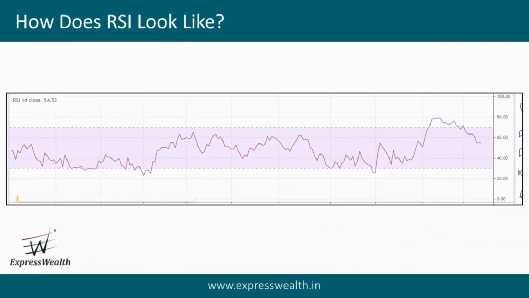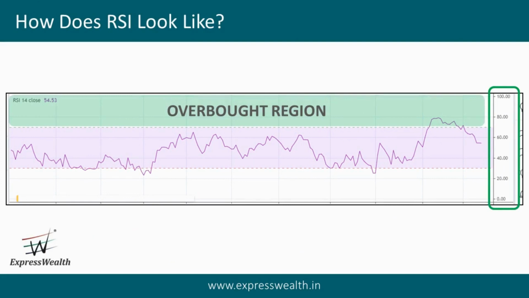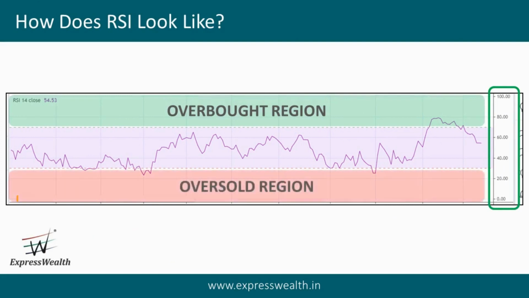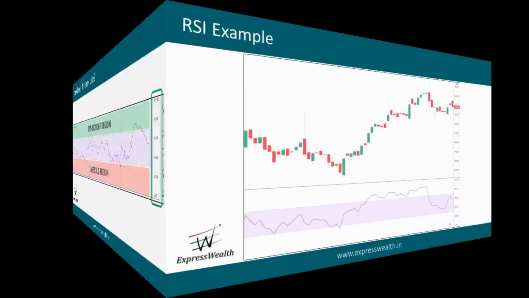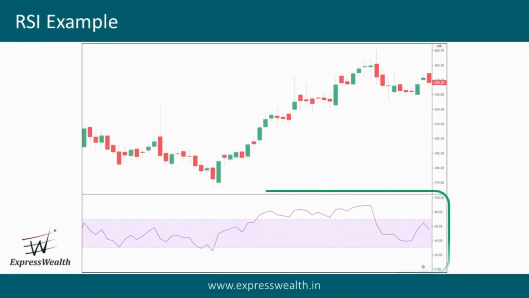As I said earlier, RSI moves between 0 and 100. The area above 70 is overbought region and the area below 30 is oversold region. Okay? Let's see an example. This purple line below the price chart is 14 period RSI. If you see, the RSI scale is from 0 to 100. If you notice here, the RSI is below 30. It's at around 25. So here RSI is telling you that the stock is oversold.